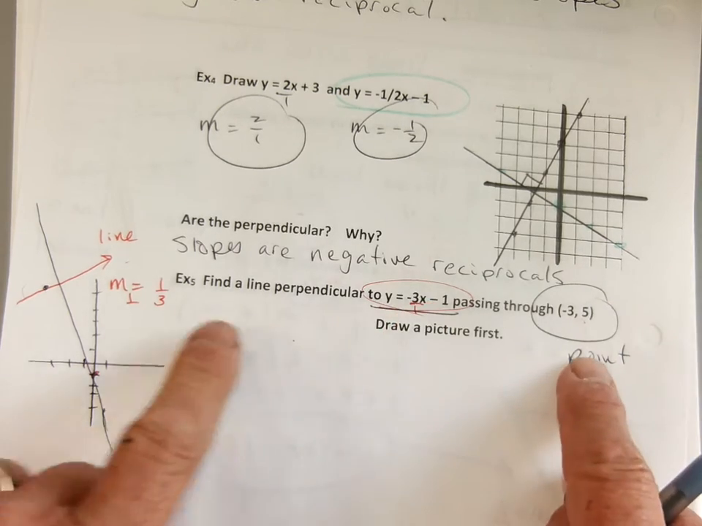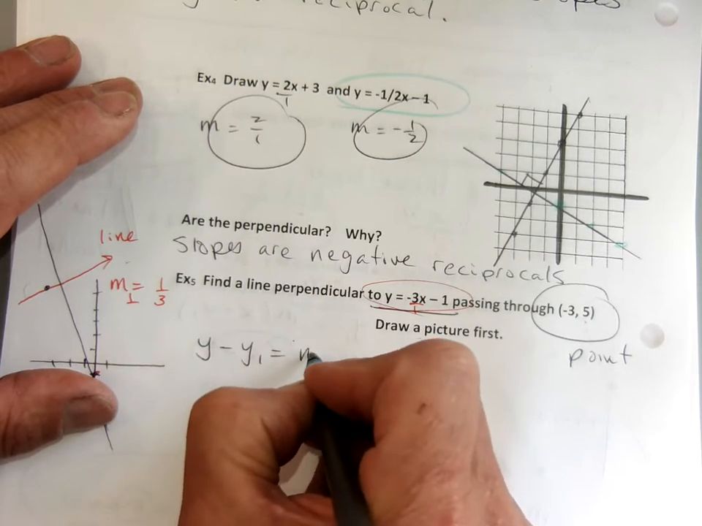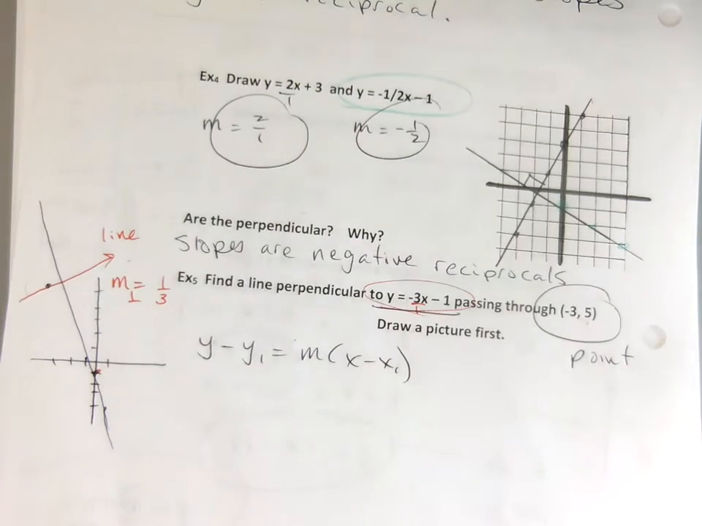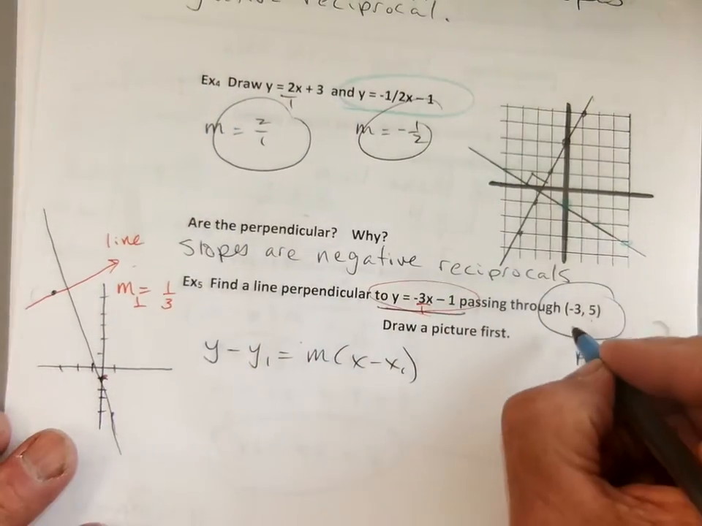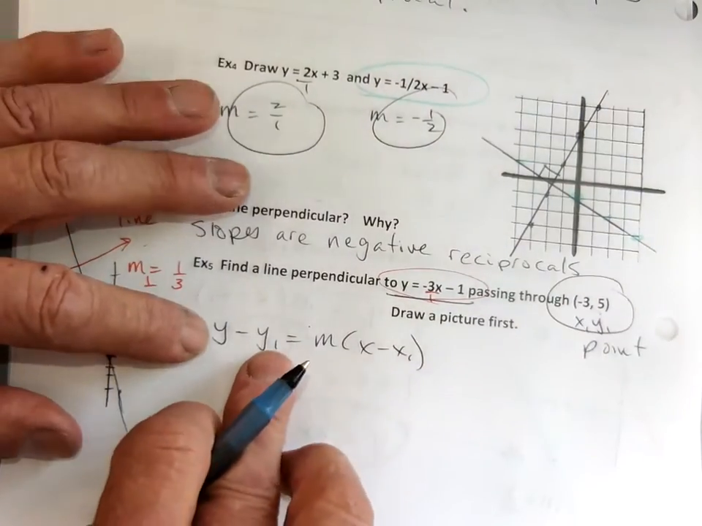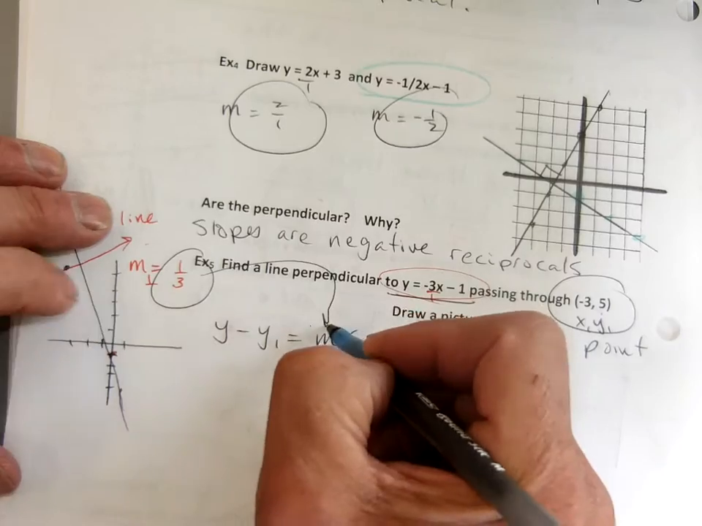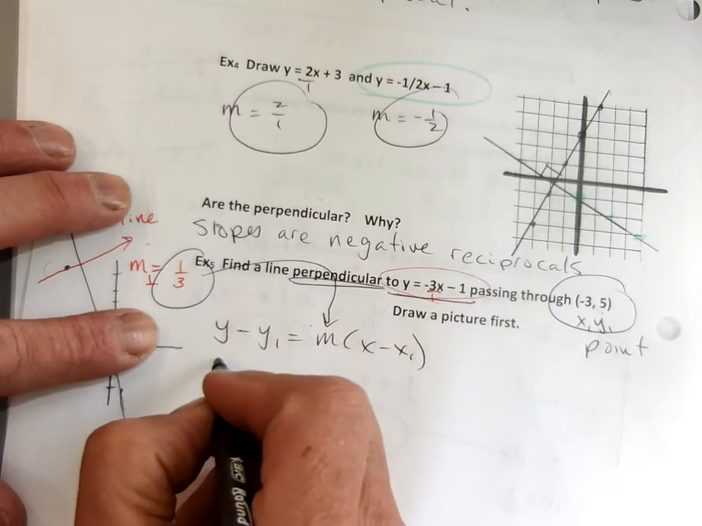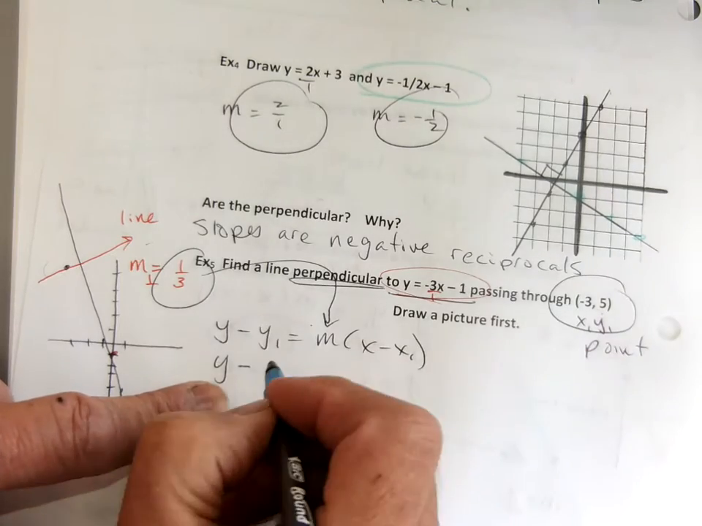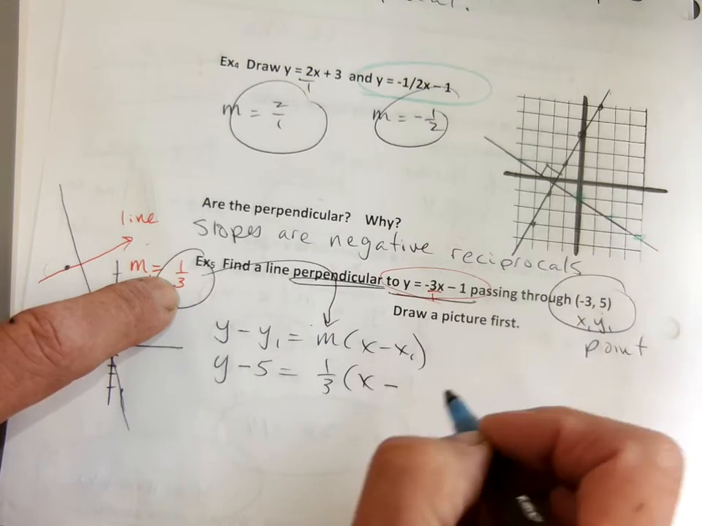Well, I have a point and a slope, and I'm going to use my point slope formula, which was y minus y1 equals m times x minus x1. Okay, all right, now let's go ahead and plug things in. So here's my point, and every point has an x and a y, x1, y1. So I'll write my 5 in for my y1, and I'll put my negative 3 in for my x1, and I'll put my positive 1/3 in for m, because I want the perpendicular line. So I'm going to go y minus 5 equals 1/3 times x minus my negative 3.